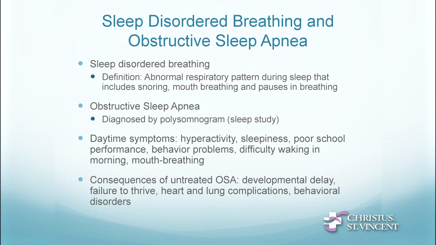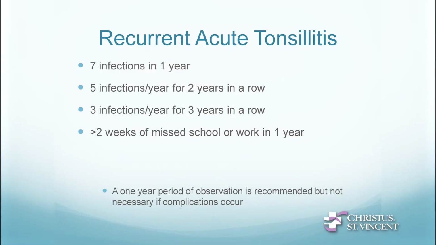What happens if a kiddo has obstructive sleep apnea and it's not treated? Well, sometimes in severe cases you might see a little bit of developmental delay. You might see some failure to thrive, which means maybe your kiddo is not gaining weight appropriately. They're having a hard time breathing and swallowing at the same time. In severe cases, you might see that there's lung and heart complications. That is a lot of times seen over the long term. And then again, we talked about behavioral disorders.